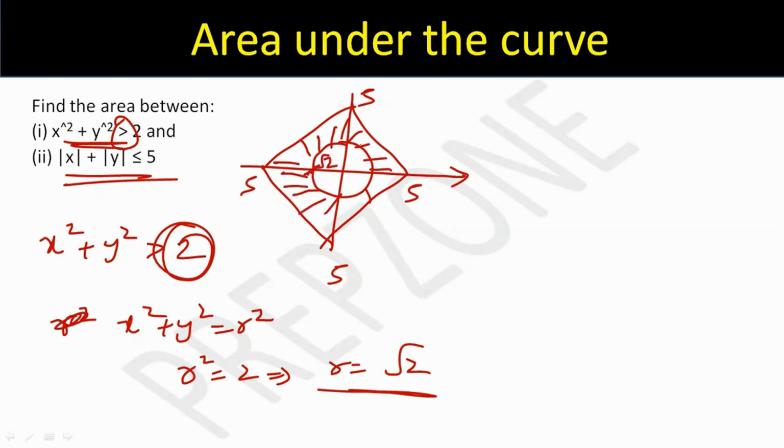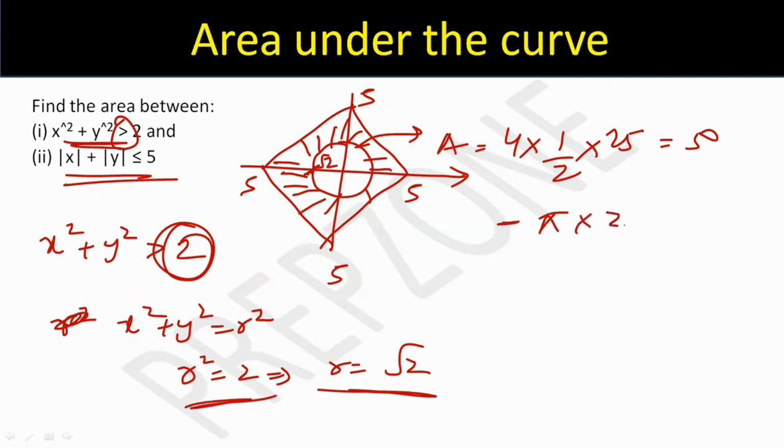So we know that this area will be nothing but the area of the rhombus. How do you calculate the area of a rhombus? The area of a rhombus is nothing but 4 right angle triangles. So half into 5 into 5, 25. So it is nothing but 50 minus the area of the circle. The area of a circle is pi r square. R square is nothing but 2. So pi into 2, which means the final area is 50 minus 2 pi.